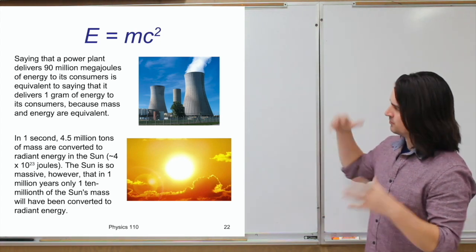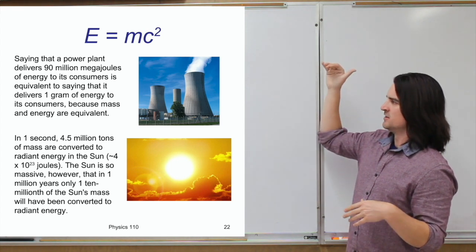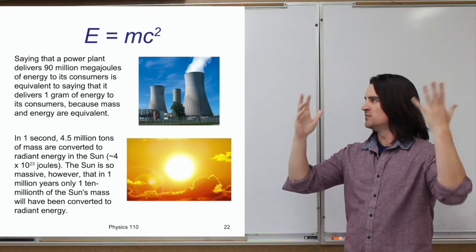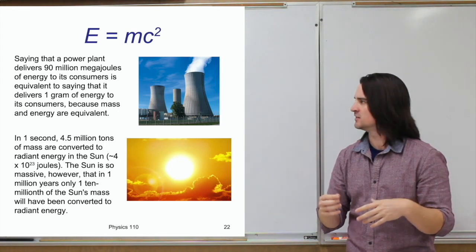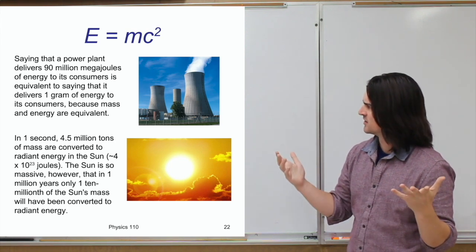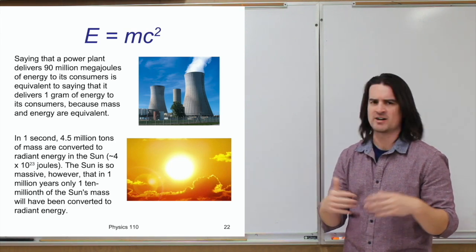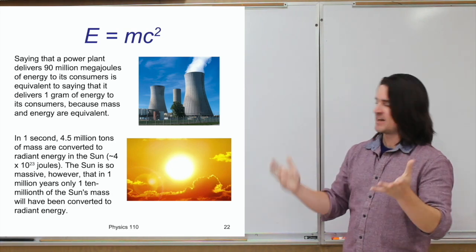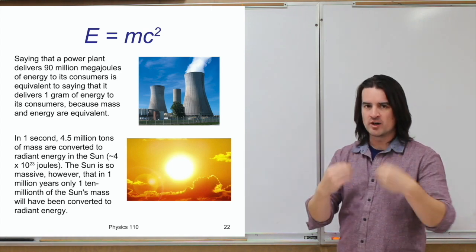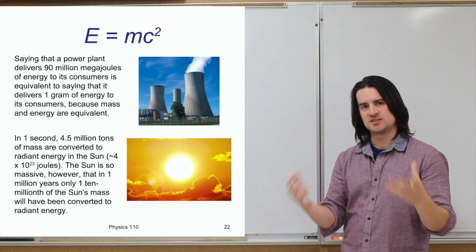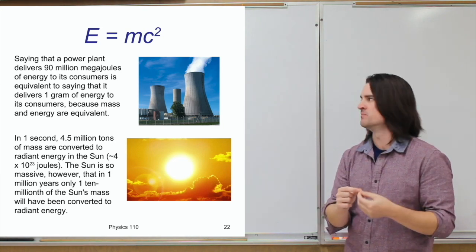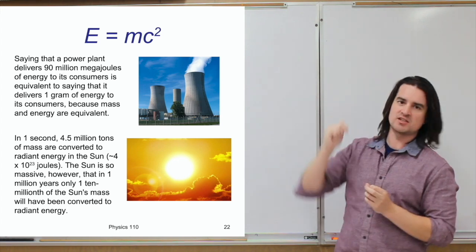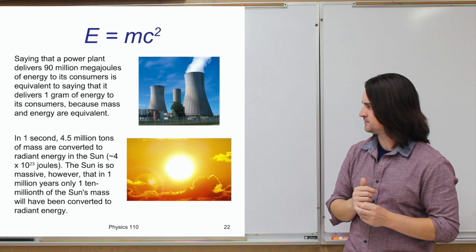Before getting into that, we could just say that when you have a power plant generating 90 million megajoules of energy, which I think is roughly the amount of energy a power plant will put out in a year or something like that, that is equivalent to saying that essentially it's converted 1 gram of mass into energy. Right? 1 gram is this huge amount of energy, because c is so large, because the speed of light is so large.